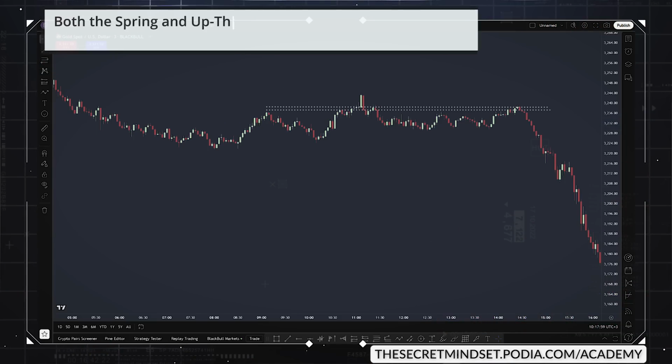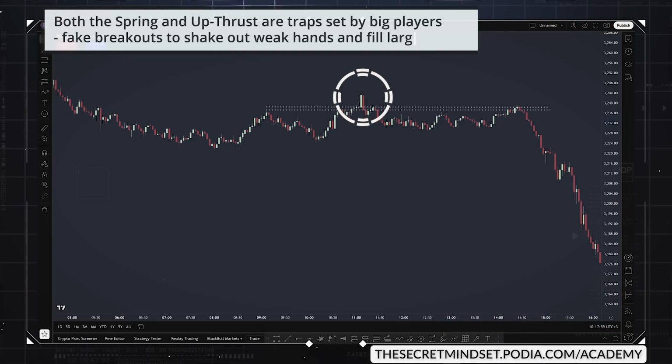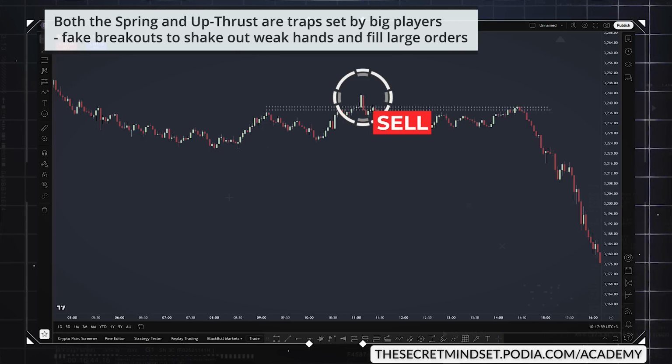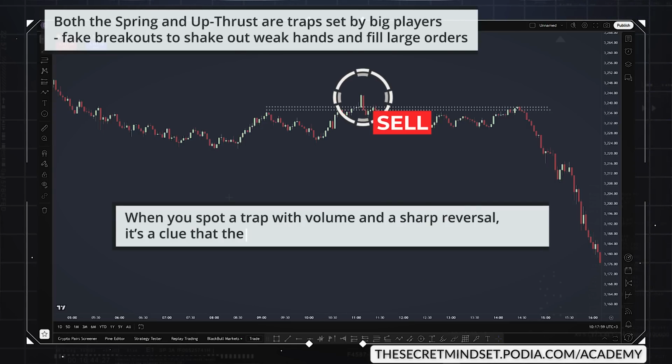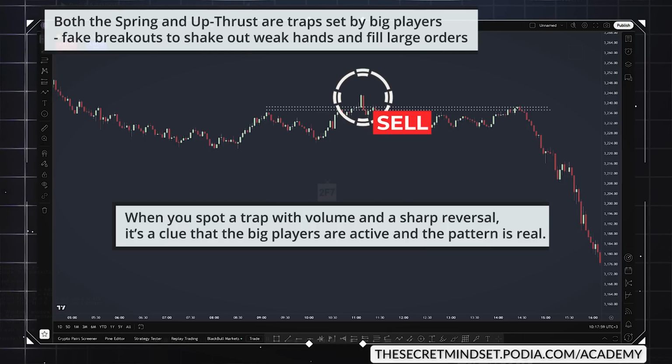Both the spring and upthrust show how big players use traps. They create fake breakouts to shake out weak traders and fill their own orders. These patterns show up every day, on all markets and time frames, and they offer strong entries. That's how you know the big players are moving and the pattern is real.